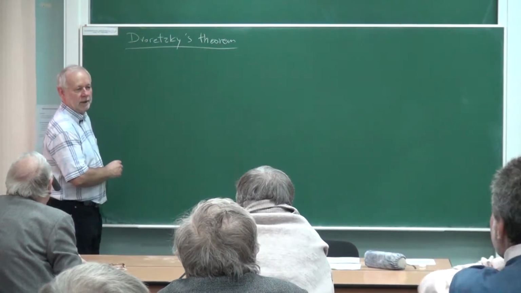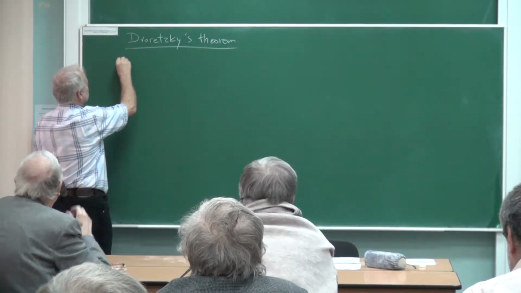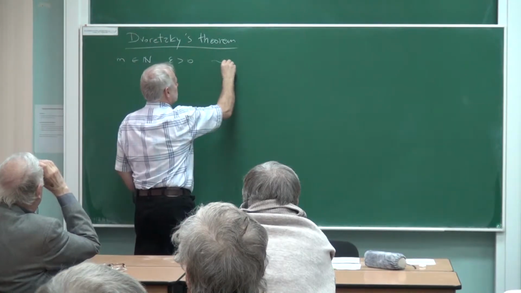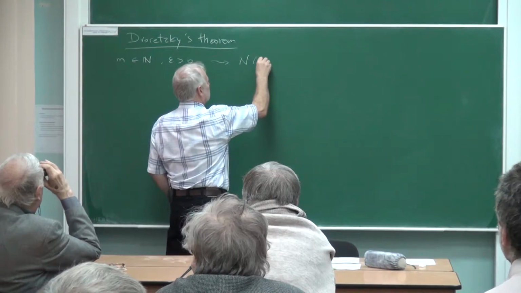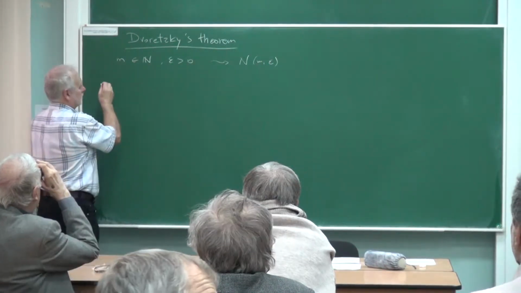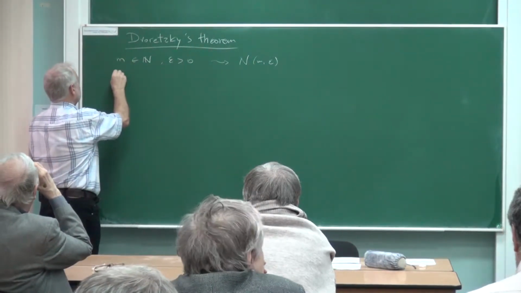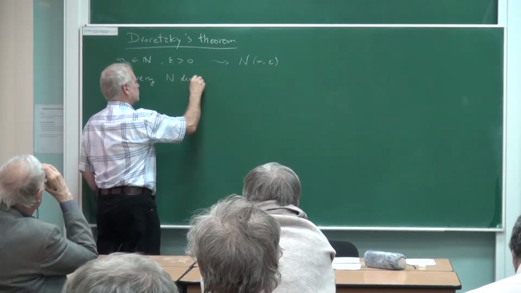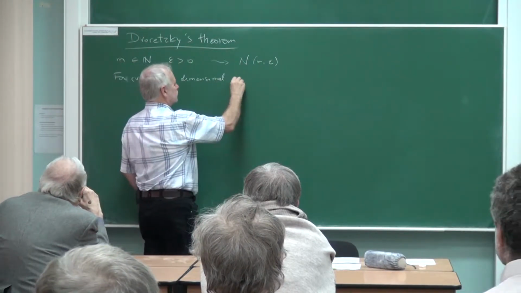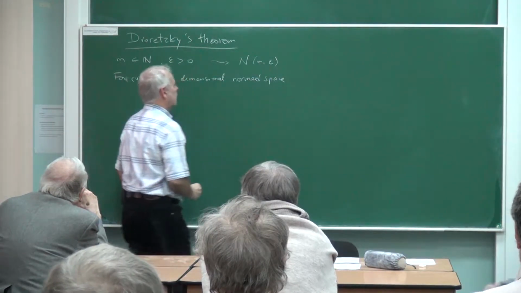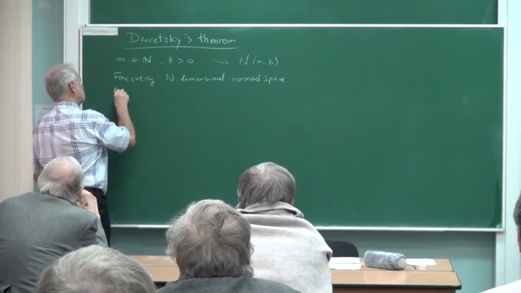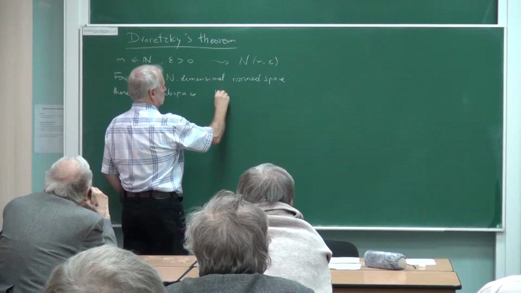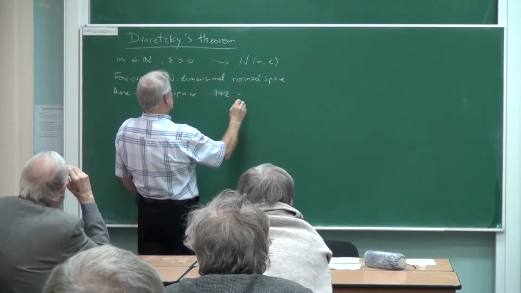So Dvoretzky's theorem says the following: if you give me a positive integer m, and epsilon positive, then there exists another positive integer n, depending on m and epsilon, with the following property: for every n-dimensional normed space, there is an m-dimensional subspace which is, let's say, 1 plus epsilon Euclidean.